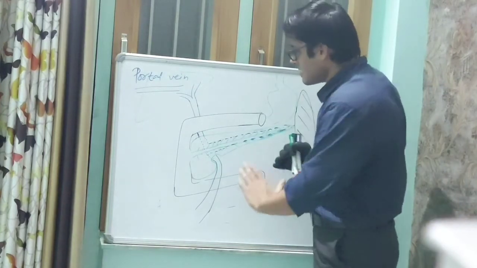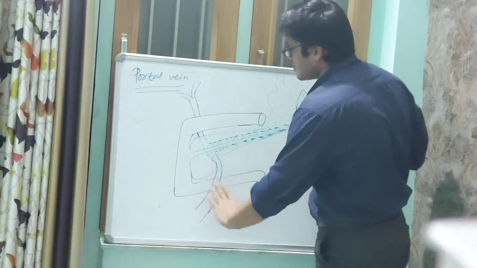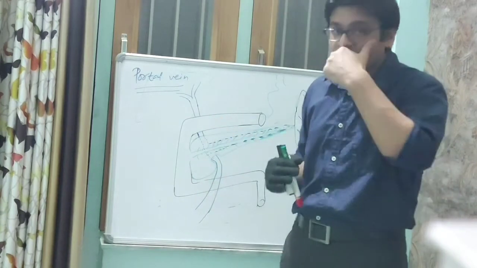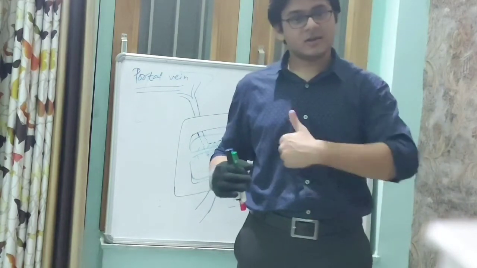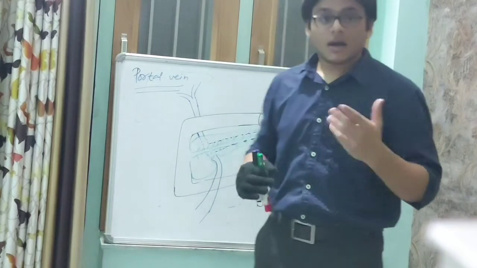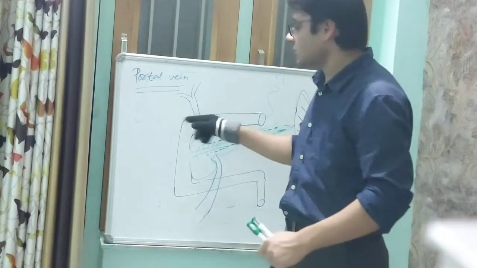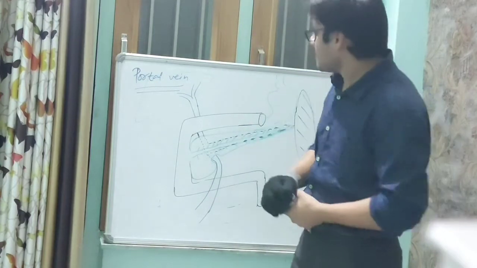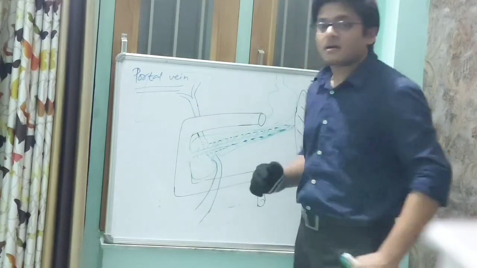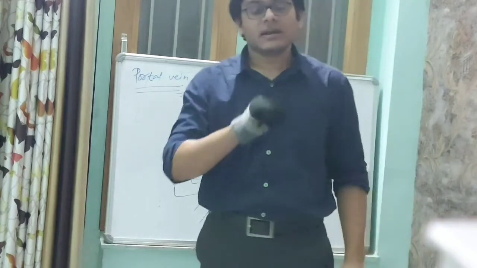Course, as you can see, first of all it runs upward and to the right, behind the neck of the pancreas and the first part of the duodenum, and then it moves on to the right border of the lesser omentum.